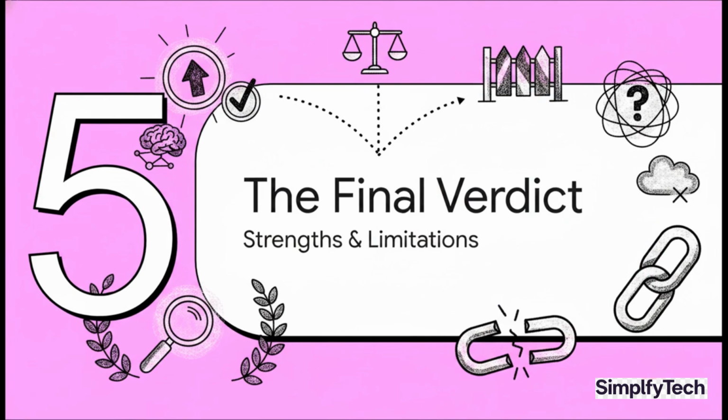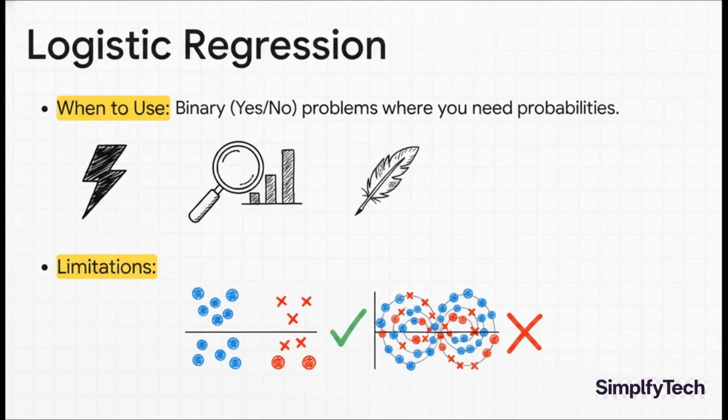All right, let's bring it all home. What have we learned? Let's quickly summarize where a logistic regression really shines, and also where it has its limits. So here's the deal. You want to reach for logistic regression anytime you have a binary, yes or no classification problem, especially when knowing the probability of an outcome is important. Its biggest strengths are its speed and the fact that it's super easy to interpret. Its main limitation? It works best when your two groups can be separated by a pretty simple line or curve. If you've got really complex, tangled-up patterns, you might need a more advanced model.